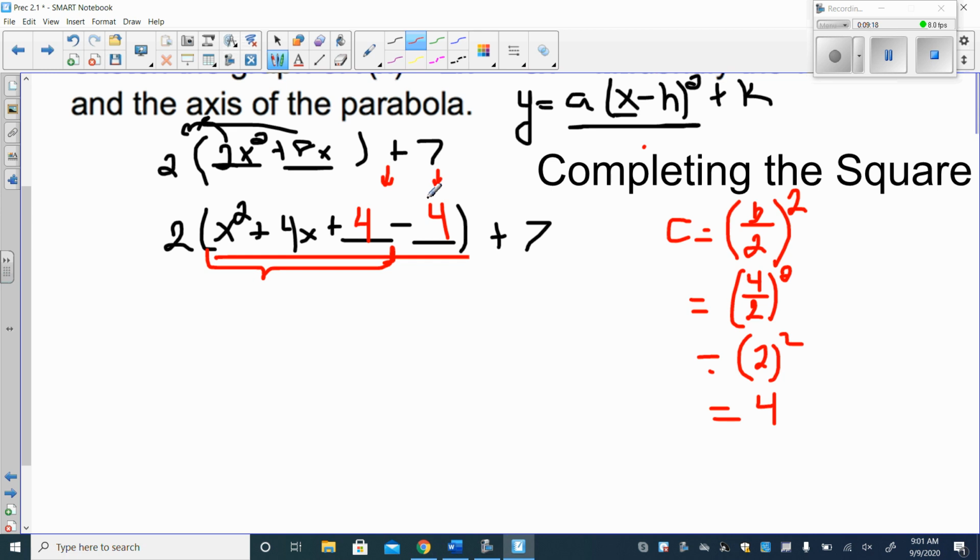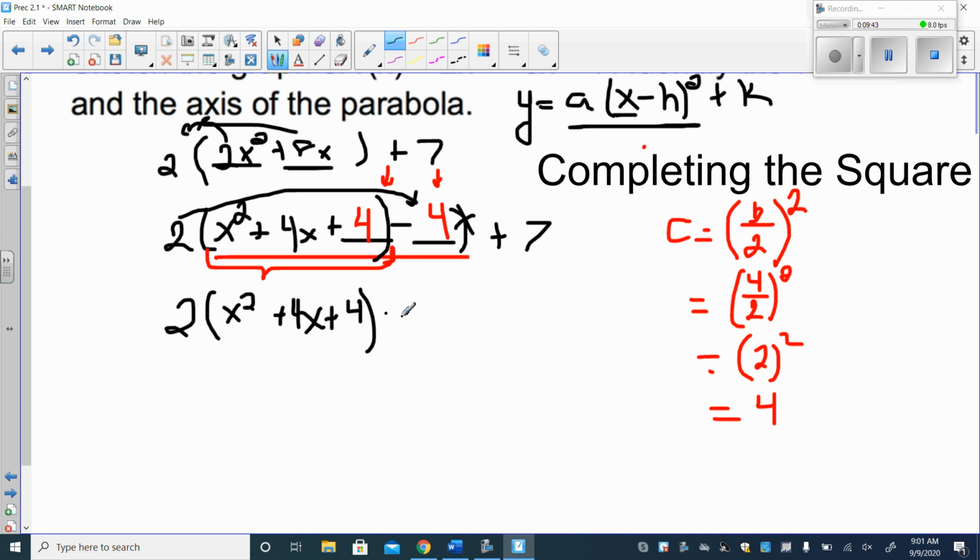So what we're going to do, and this is going to seem a little bit odd, is move it outside of the parentheses, like this here. But the only way I can move it outside of the parentheses is if I multiply it by 2. I'm not going to multiply the whole thing by 2, because we're still going to have 2 parentheses x squared plus 4x plus 4 minus 8 plus 7.